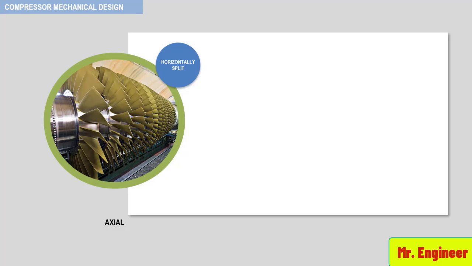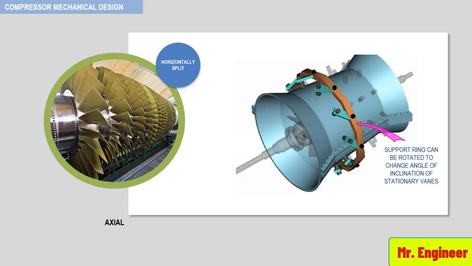Recall, we have seen this in a previous video, but here for reminder, an example of an axial compressor adjustable guide vanes. Here, the support ring can be rotated to change the angle of inclination of the vanes, as depicted here.